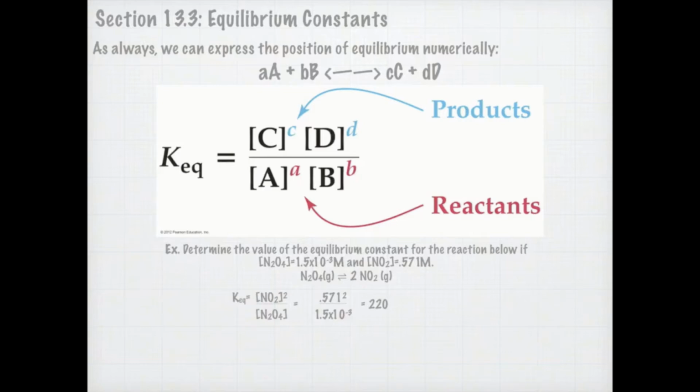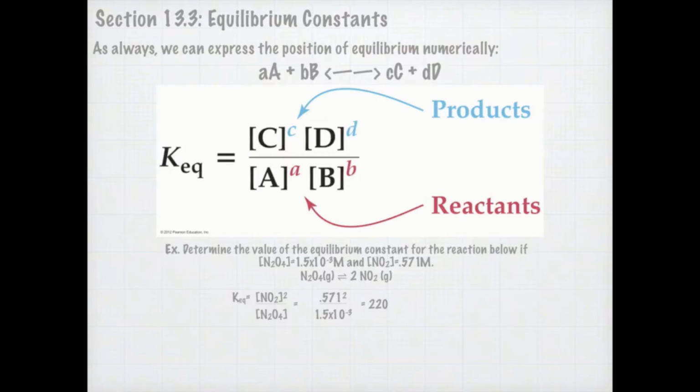Why are we calculating that? Well, that lets us know what we have more of. Do we have more products, meaning our products are favored, or do we have more reactants? Are reactants favored? So before I go to the next slide, which breaks it down for you, if you think about it, you have products over reactants.